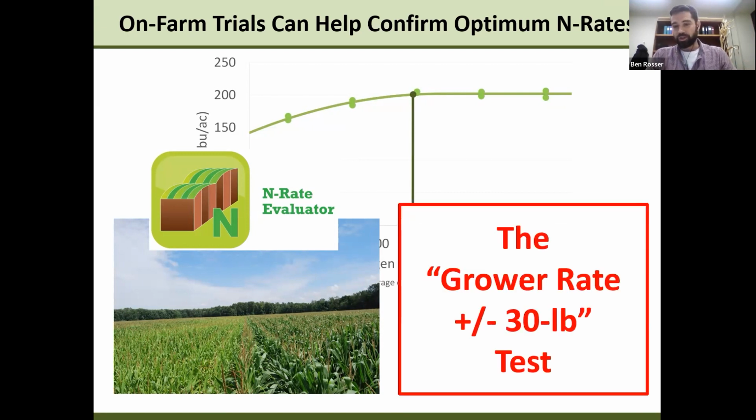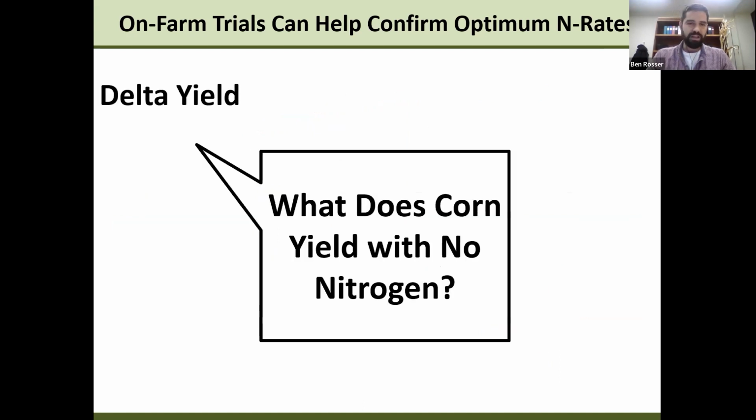The other thing we do is the grower rate test. So one thing you could do is just put your normal grower rate out and do a strip beside it that's 30 pounds less and a strip beside it that's 30 pounds more, and then see if you get differences in yield or not. So just a general example, the delta yield, that's that first one I did.